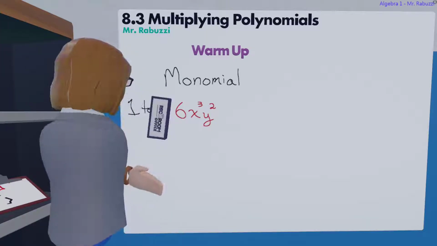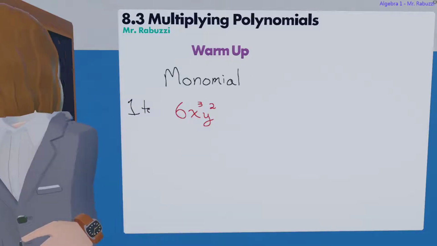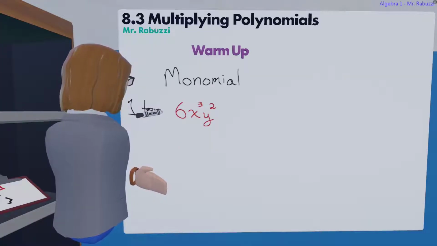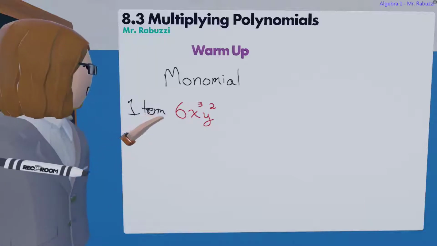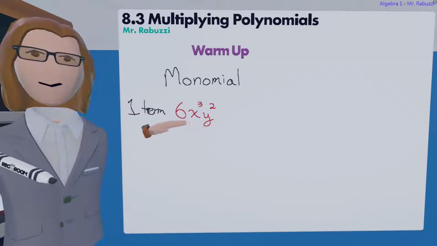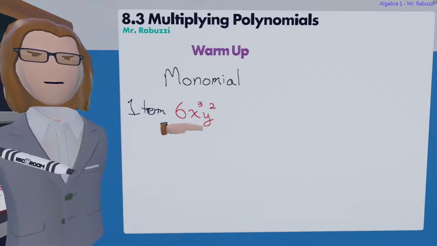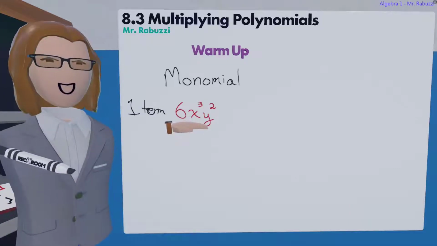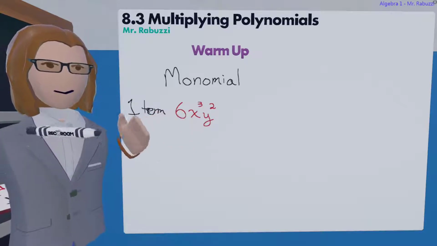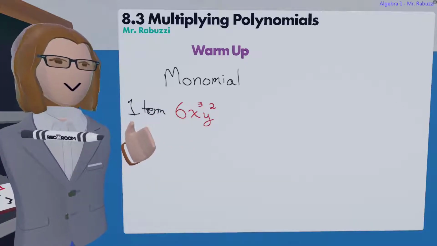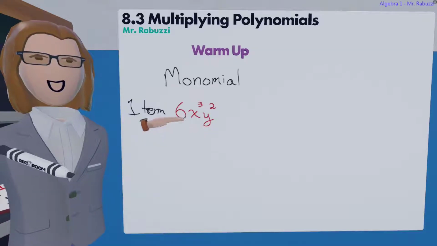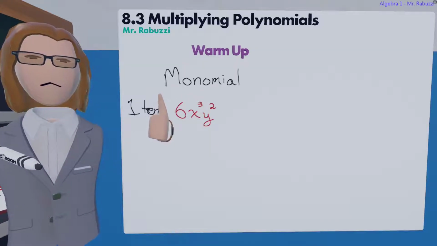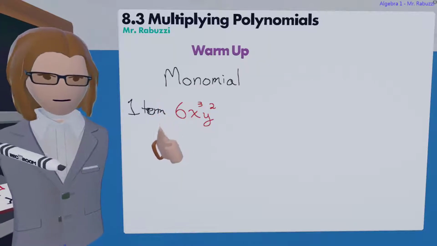All right, one term. Why is it only one term? Well, we don't have any adding or subtracting in here, right? It's 6 times x cubed times y squared. If numbers and letters are just next to each other, that's multiplication. So here, no addition, no subtraction, no plus, no minus. So that's good. That means that it is a monomial.